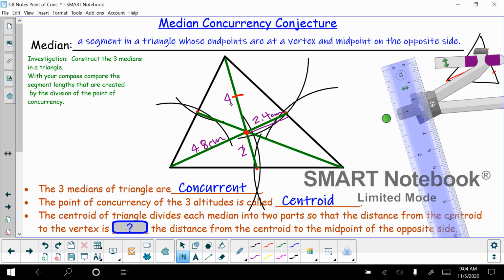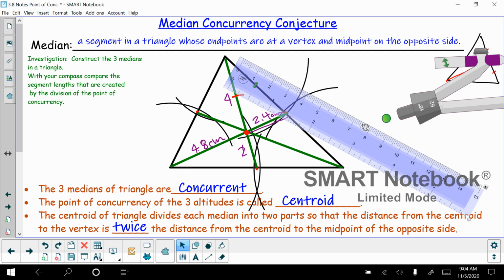You see that? All right, so the centroid of the triangle divides each median into 2 parts so that the distance from the centroid to the vertex, okay, so from the centroid to the vertex, this piece right here, what is this piece compared to the distance of the centroid to the midpoint? It is double or twice the distance. Okay, so that works for all of them.